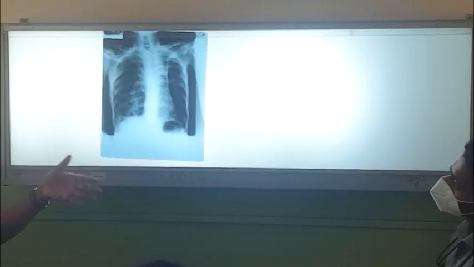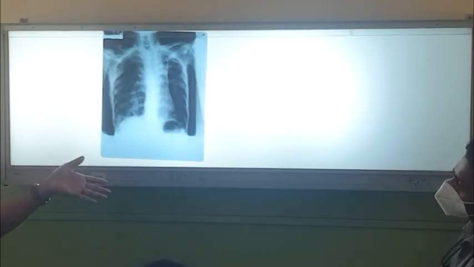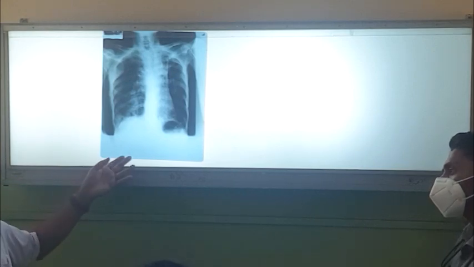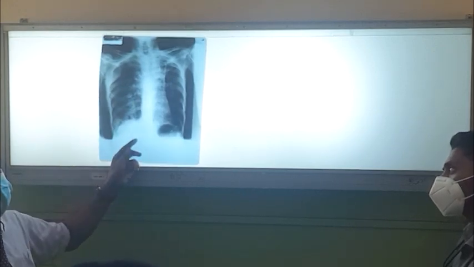Although this is a difficult looking X-ray, if you know the normal chest appearance on a chest X-ray, you can detect it. But you have to go in order. So that is the message that I want to give with this X-ray.